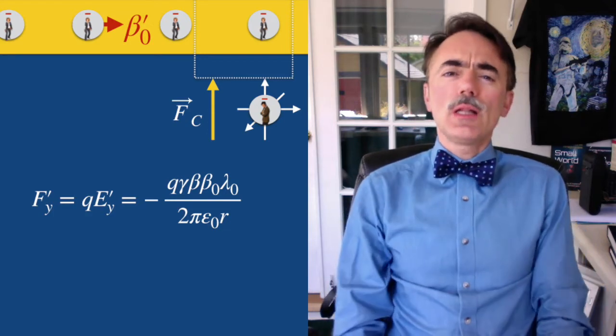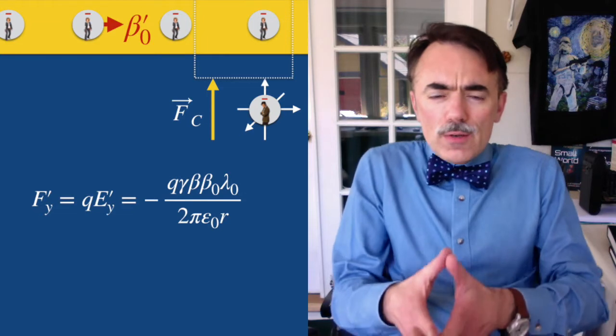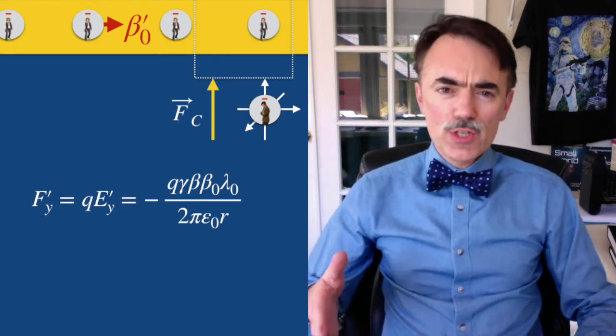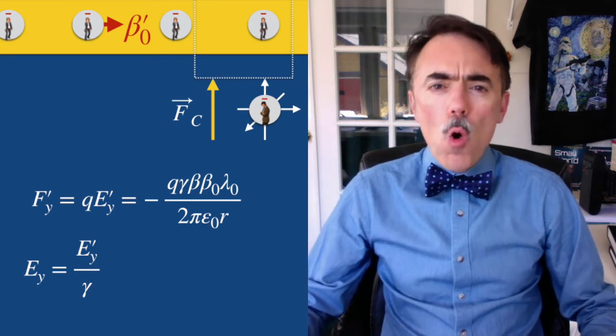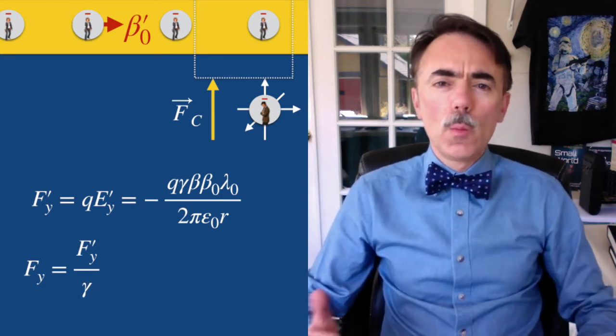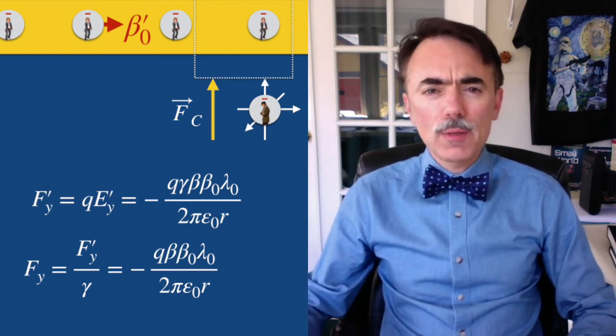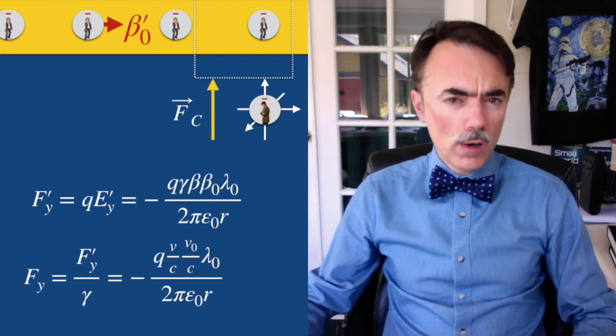We can now go back to the laboratory reference frame, where the ions are at rest. From previous results, E perpendicular equals E prime perpendicular over gamma. So the force in the lab frame is minus Q beta beta naught lambda naught over 2 pi epsilon naught r.